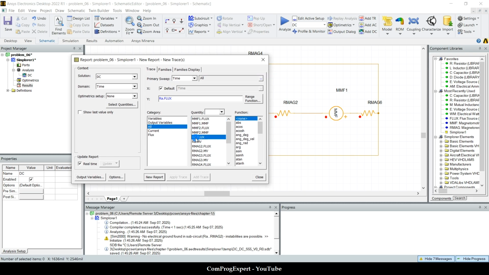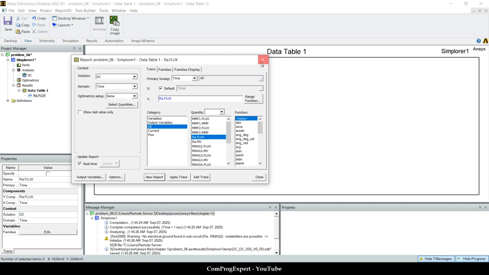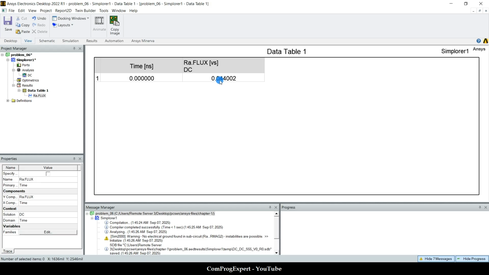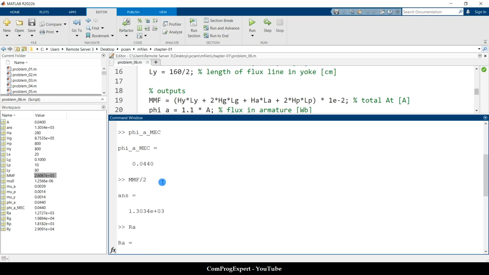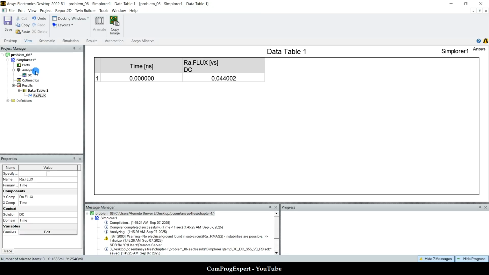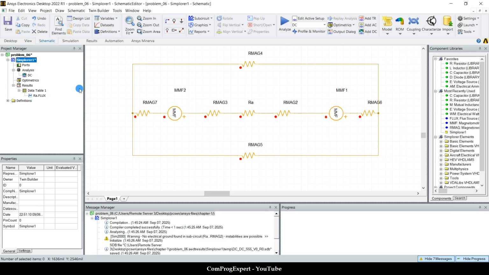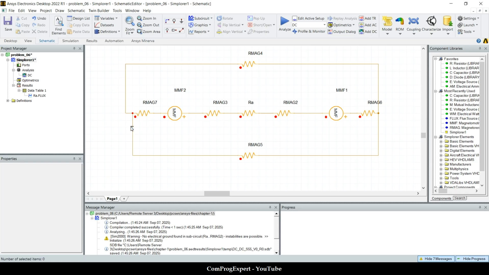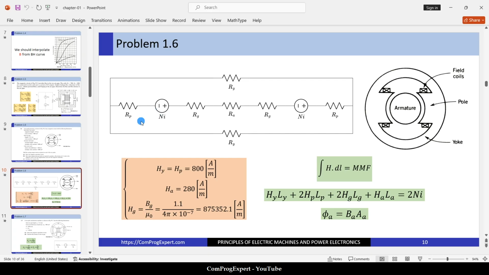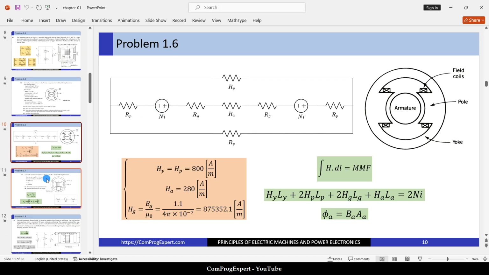This is the armature flux, 0.044. The same number that we calculated for the flux here. This is great, right? We used different methods, different software, and validated our calculation. So let's go for the next problem.